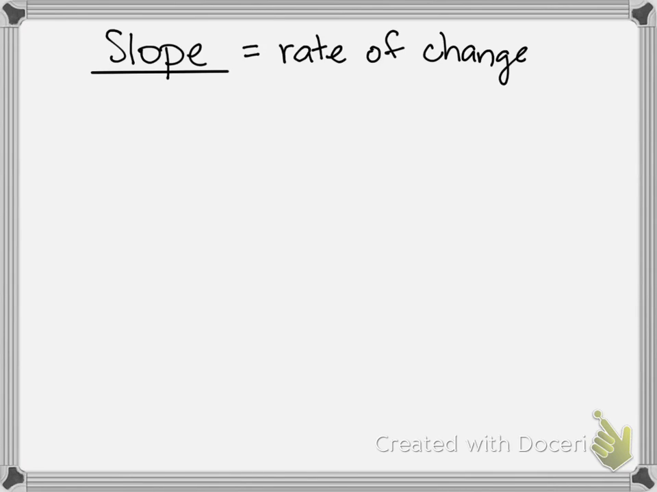We are going to use small numbers. We're not going to do anything with negative numbers, just to get the basic idea of how to find slope when you're given a line.